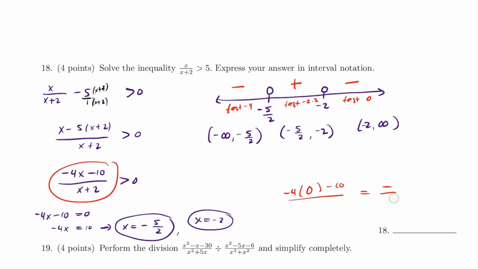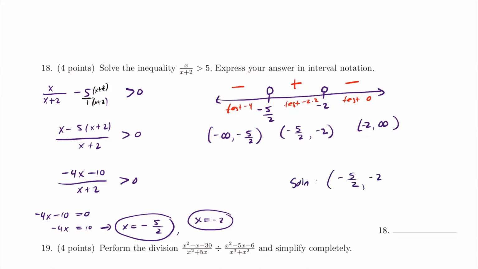All right, once we finish testing, now we decide which interval we want for our solution. We want the expression to be greater than 0, so that means we want the positive interval. That's only this one right here. So our solution is going to be negative 5 over 2 to negative 2, because that's the only interval where the expression is greater than 0, or positive.